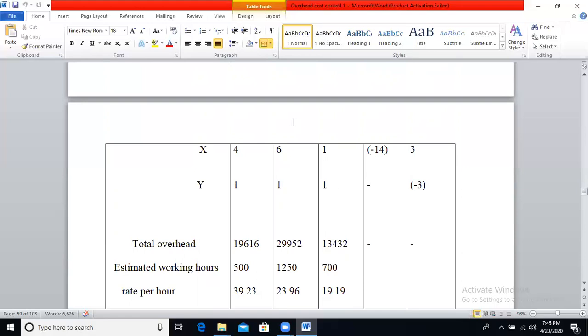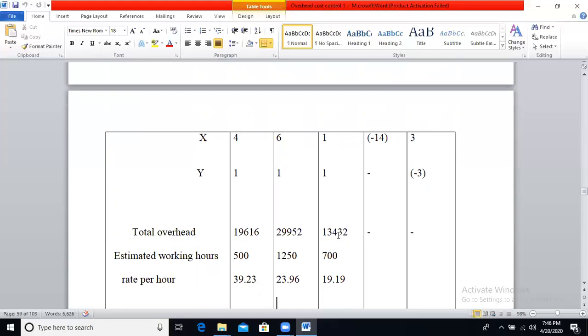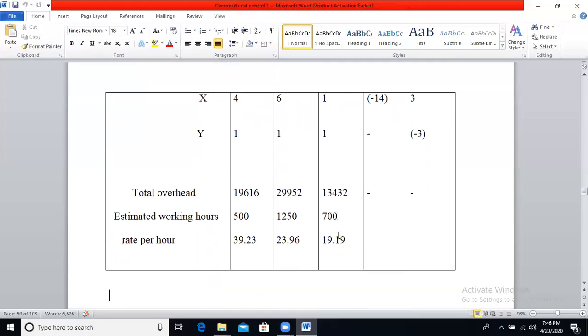Now total the production department columns of A, B and C departments, and you will get the total overhead. You also have to calculate the overhead rate per hour. How to calculate the overhead rate per hour? Total overhead divided by the number of working hours. So for department A, 19,616 divided by 500, you will get 39.23. And for department B, 29,952 divided by 1,250, you will get 23.96. And for department C, 13,432 divided by 700, you will get 19.19.